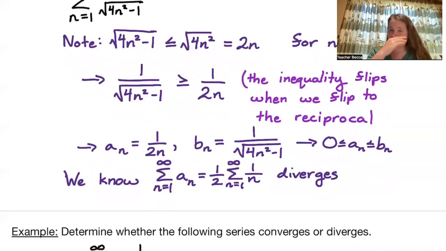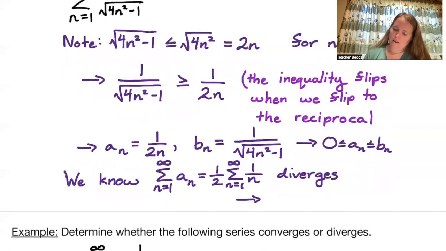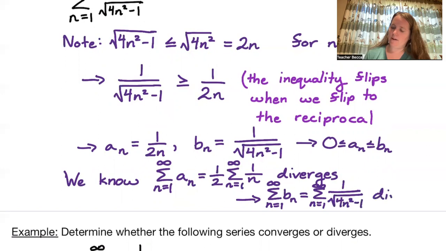And so therefore, since this is our inside series, we also have that the sum from n equals 1 to infinity of b sub n, which is what we were given, the sum from n equals 1 to infinity of 1 over the square root of 4n squared minus 1, also diverges. So this is an example where we have divergence. Note, in order to prove divergence, we need the inside series to be the one that diverges. Okay.